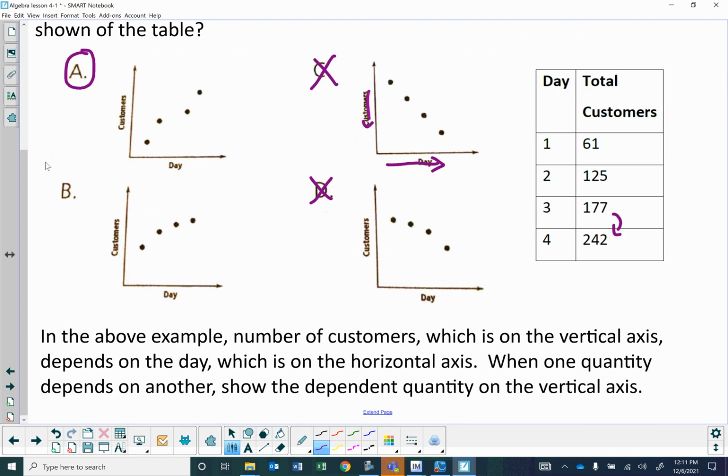Now, in the above example, the number of customers, which is on the vertical axis, that's your up and down axis, depends upon the day, which is on the horizontal axis. When one quantity depends upon another quantity, you show the dependent quantity on the vertical axis. Obviously here, the number of customers is completely dependent upon the number of days. Okay? The longer the car wash is open, the more customers know about it and the more customers frequent it. So here we can clearly say that the customers depends upon the number of days.